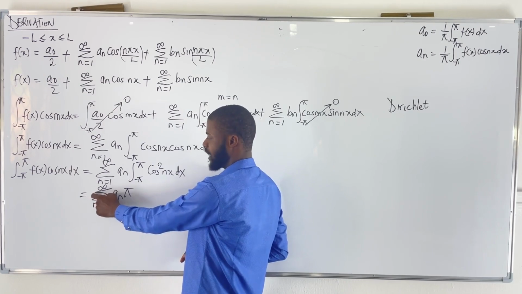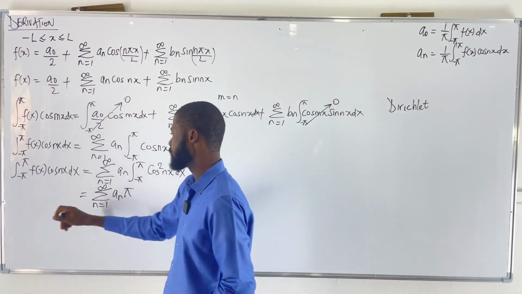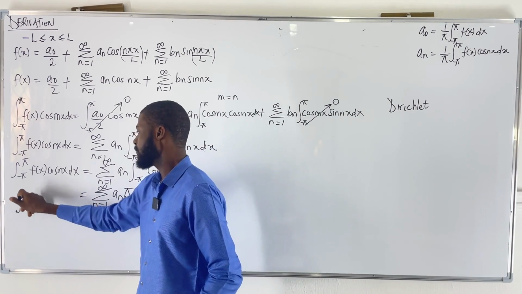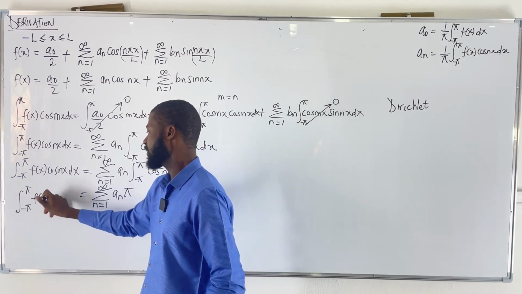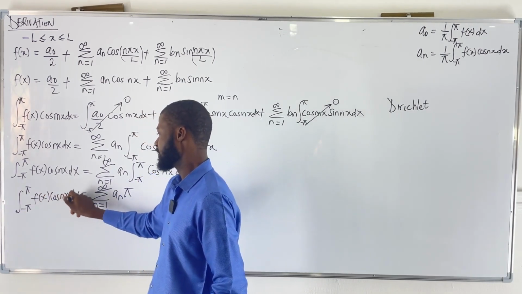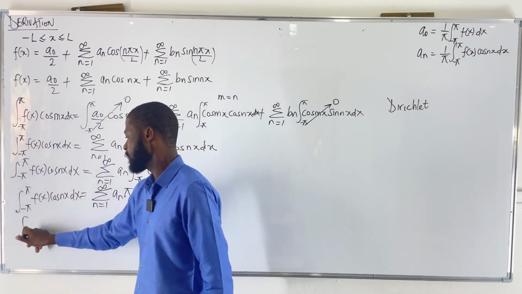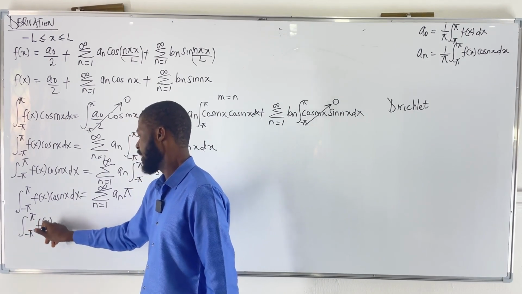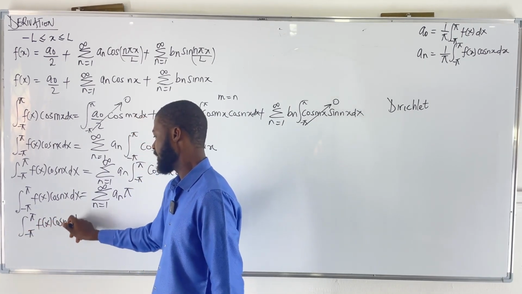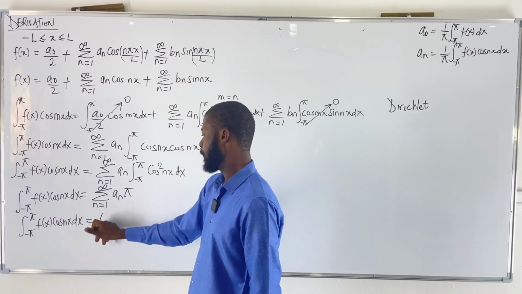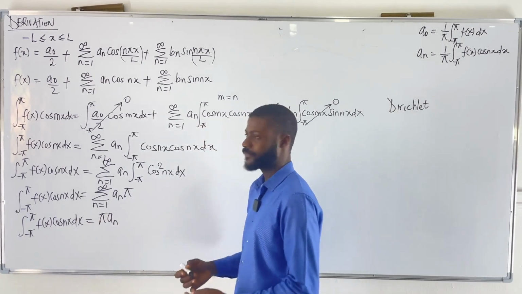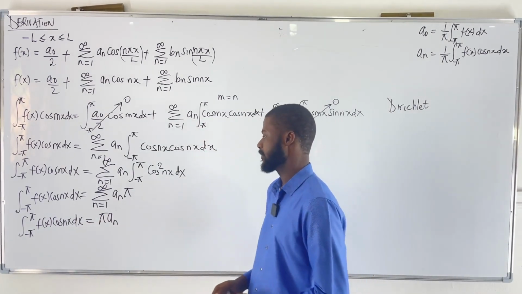There's no need for this to be here anymore, so you could take this out. So we have the integral from minus pi to pi of f of x cos nx dx. So that's what we have. Right now, this integral from minus pi to pi of f of x cos nx dx is equal to pi a sub n.